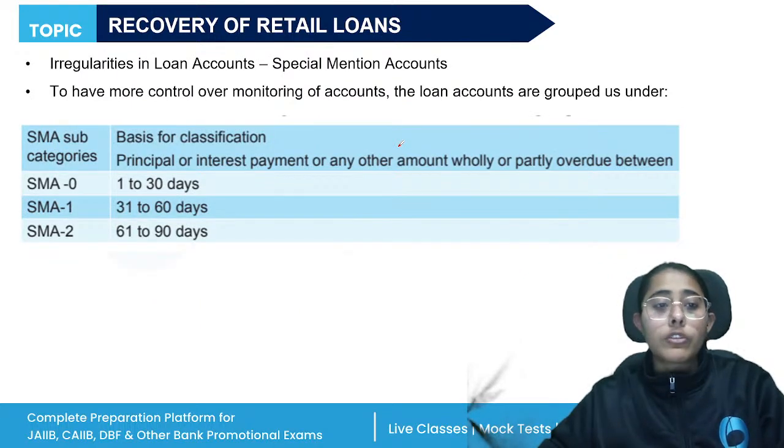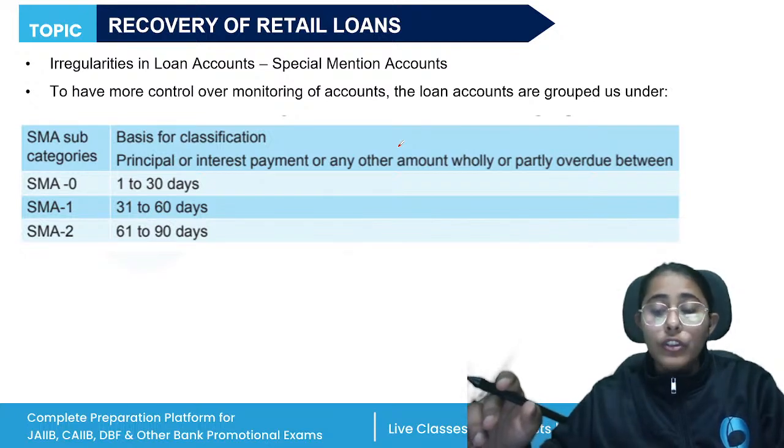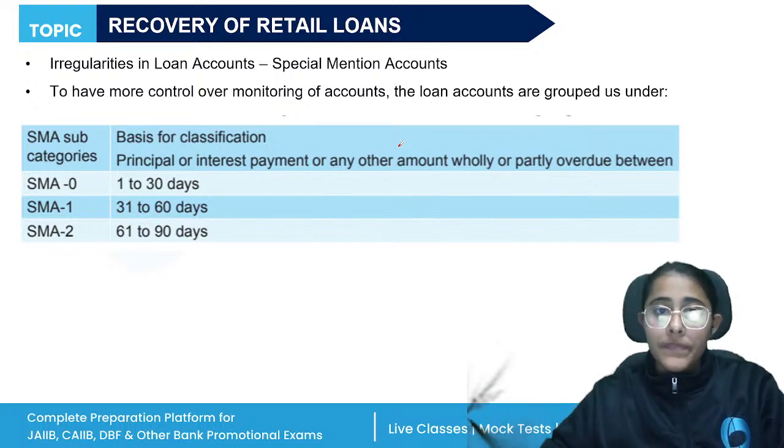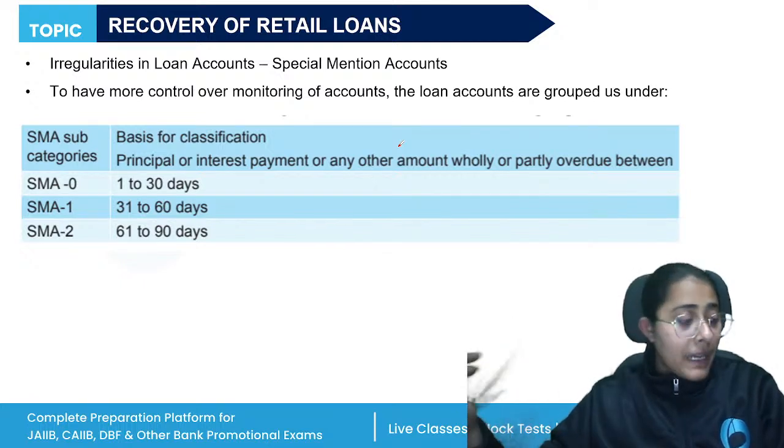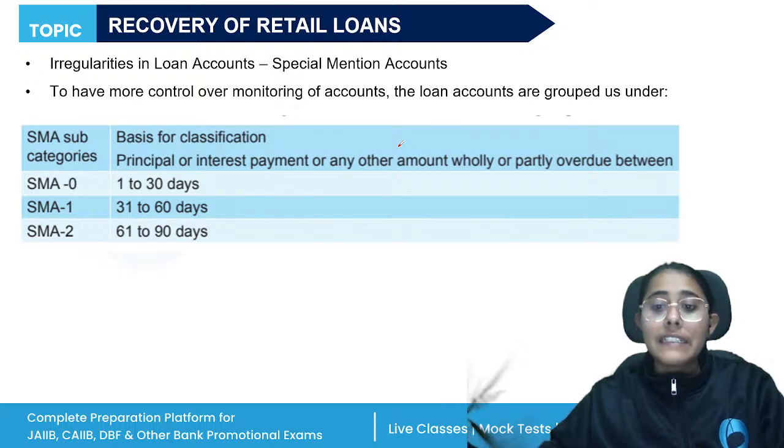When we talk about the irregularities in loan accounts, the bank should take all the necessary steps to monitor the loan accounts, so that the timely repayments are being done. If they find that the repayments or the installments are delayed, or there are some irregularities, then they should take steps and procedures to correct those. For example, we say that the special mention accounts are there under three categories.